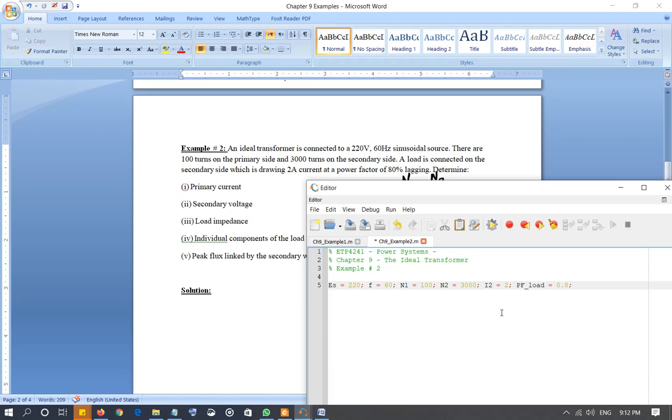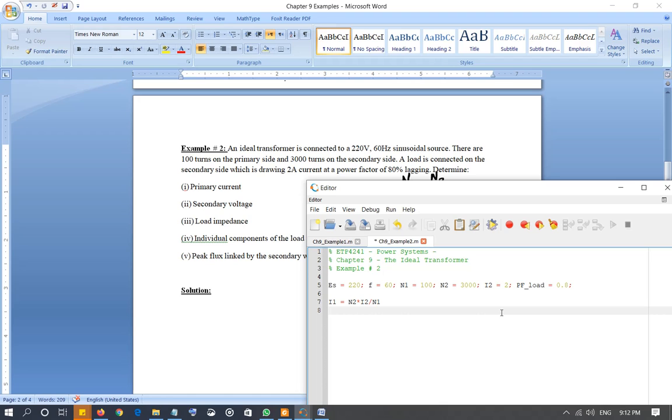That means it's a step up transformer. That means the voltage on the secondary side will be higher than the voltage on the primary side, and the current on the secondary side will be lower than the current on the primary side. So first calculate the primary current I1, and we know that I1 over I2 is N2 over N1, so that's going to be N2 times I2 divided by N1.